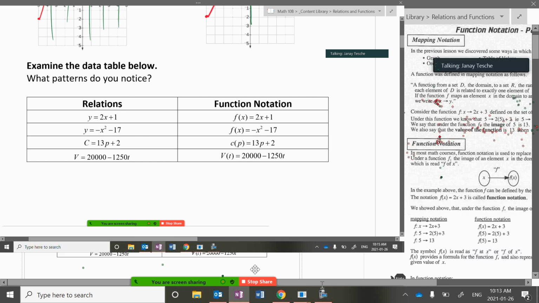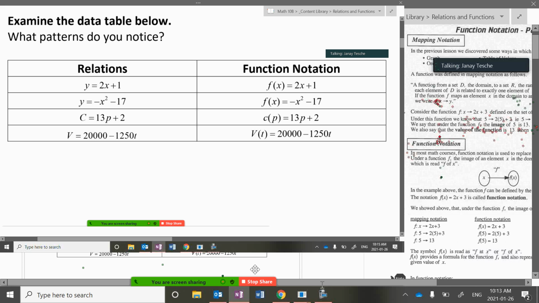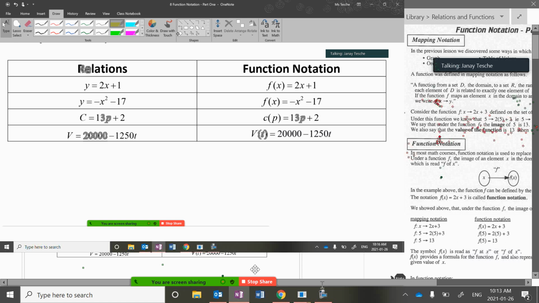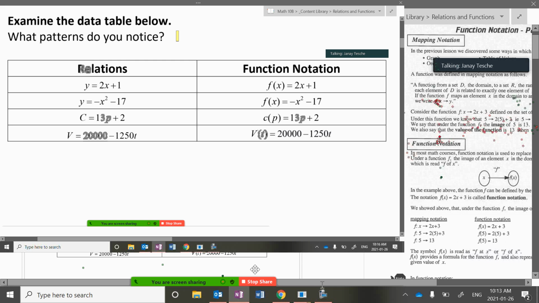So I've made up this table below. I want you all to take a second and look at it and see if you can spot the difference between my left column and my right column. Don't think too hard on this. Yeah, there's a letter with an apostrophe. Do you know what an apostrophe is? Not an apostrophe, a bracket. Good.